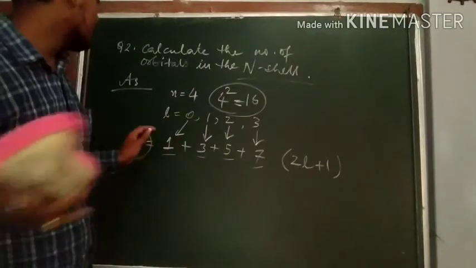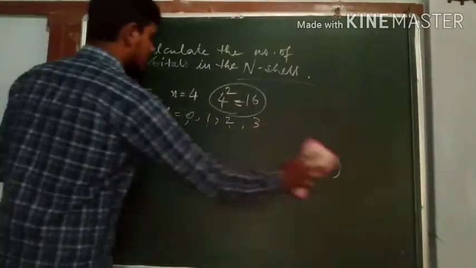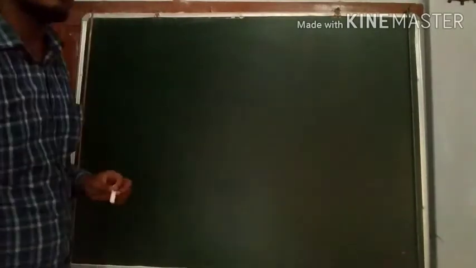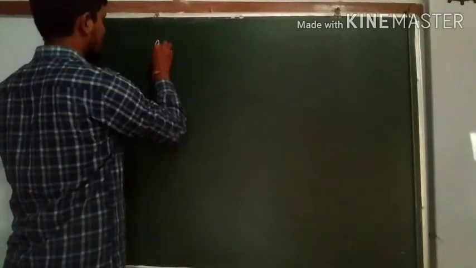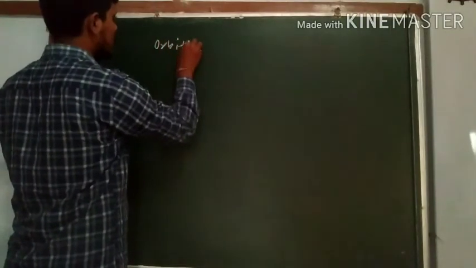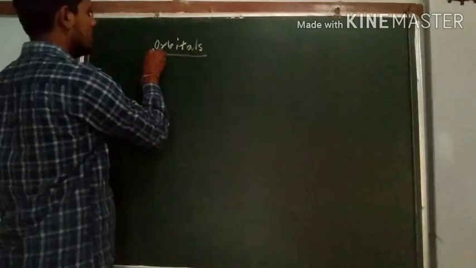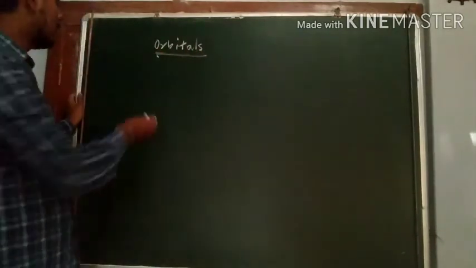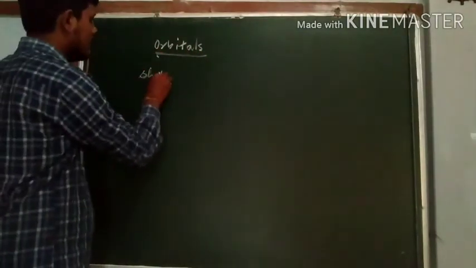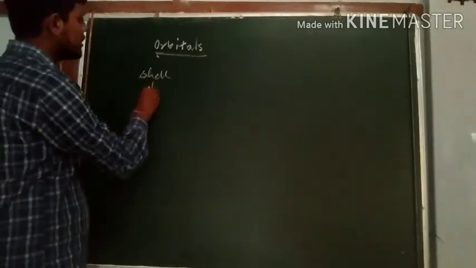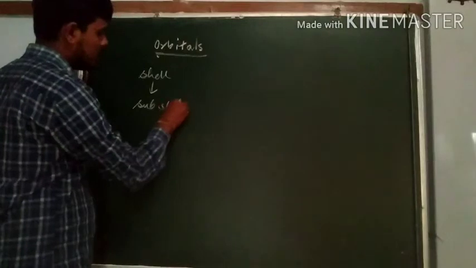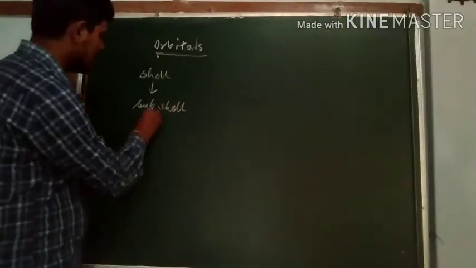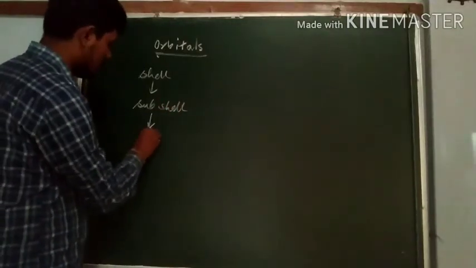So now let us try to see what these orbitals will be. Okay, so first we have cell. Cell orbital thake subcell. Subcell orbital thake orbital.